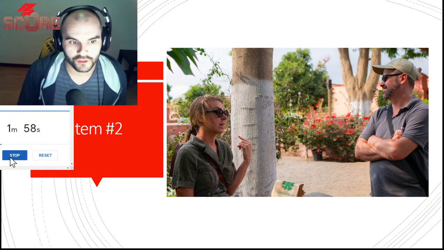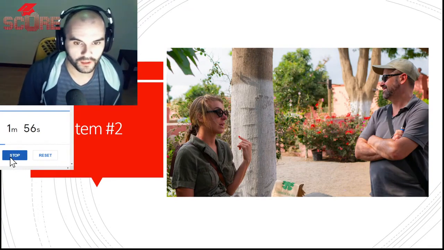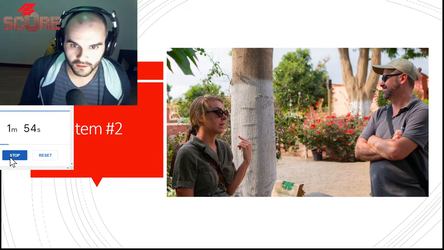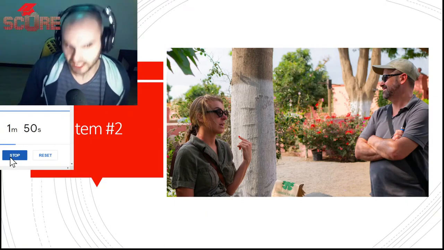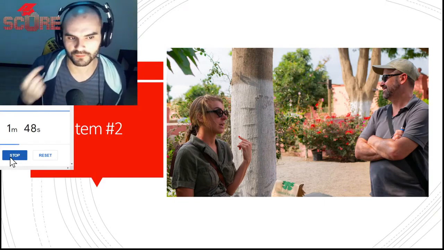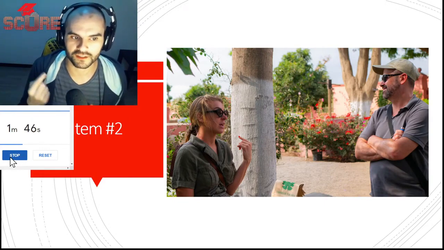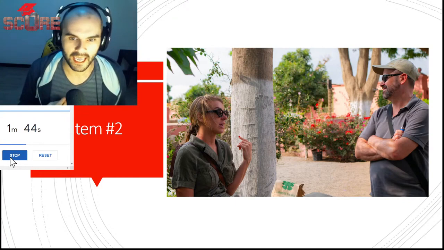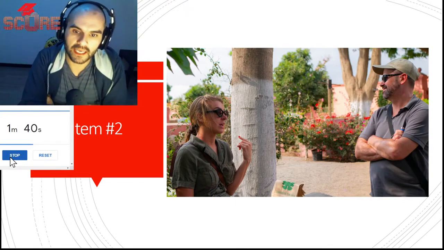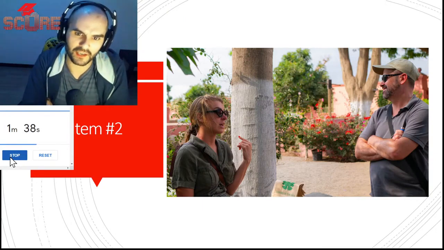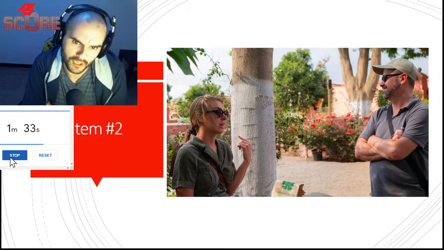Okay, in this picture, I see a man and a woman. They seem to be talking. It's hard to tell what kind of conversation this is. I think it could be an argument because she's pointing to herself and she looks a little bit upset. And the man's posture, he's got his arms folded and he doesn't seem to be smiling or too happy, so maybe they're having a fight or an argument.